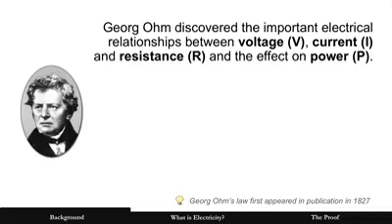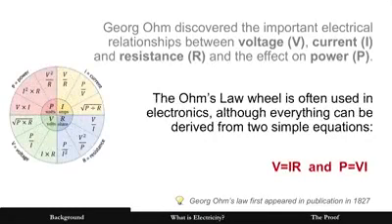Now, George Ohm discovered the important electrical relationships between voltage, current, and resistance, and you can see the letters given to each there, V, I, and R, and then also the effect on power, P. And it's called Ohm's law, and there's a wheel here, Ohm's law wheel, that's often used in electronics, and a bunch of different equations, but really comes from two simple equations, and the rest can all be derived from there. And one is the relationship of voltage and current and resistance, V equals IR, and the other is the relationship between power, voltage, and current, P equals VI. So remember those.